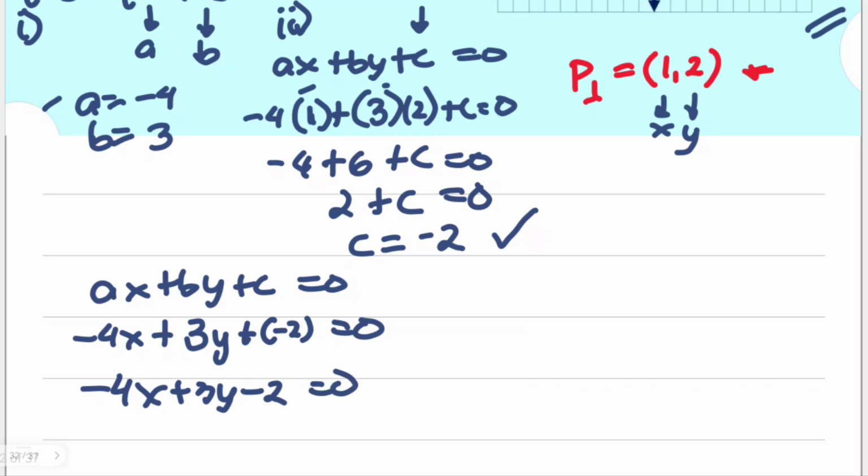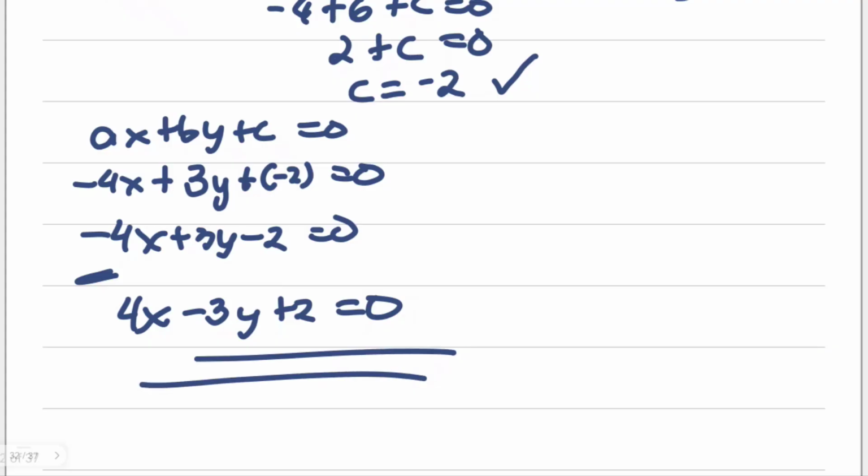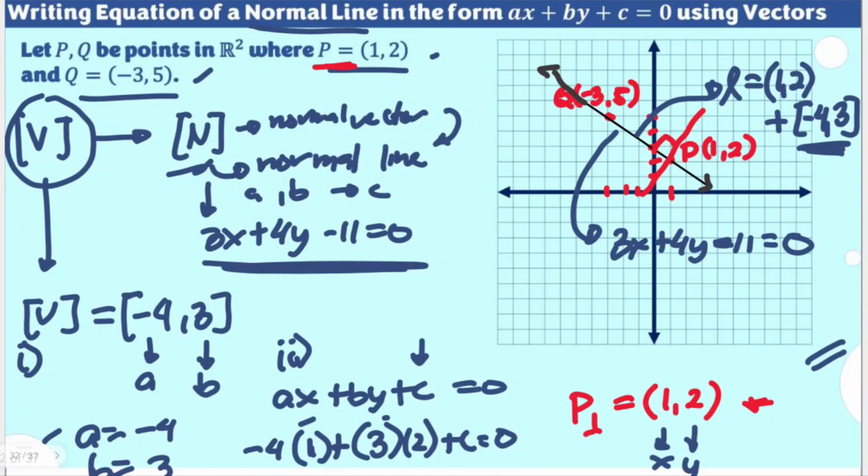is equal to 0, or negative 4x plus 3y minus 2 is equal to 0. If you would like our leading coefficients to be positive, multiply all terms by negative 1, and you will have 4x minus 3y plus 2 is equal to 0. This is now the equation of the normal line. Okay? The normal line, meaning the perpendicular line, specifically for this point.